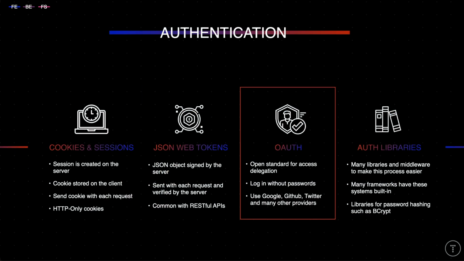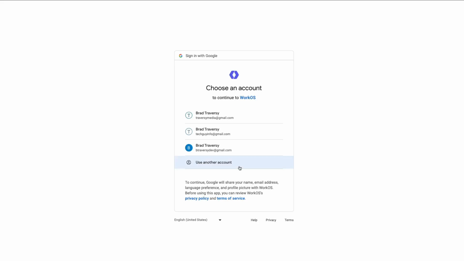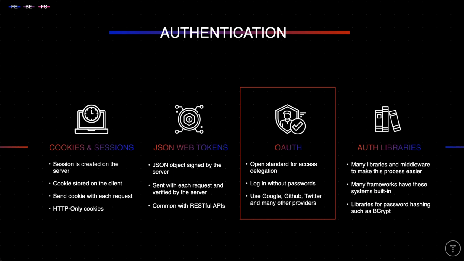Then we have OAuth, which is an open standard for access delegation, and it's commonly used as a way for users to grant websites or applications access to their information on other websites, but without giving them passwords. So for example, when you see log in with your Google account or log in with your Facebook account, that's usually OAuth. So that's another way that you can have users authenticate. And you might have a mix of OAuth and cookies and sessions or something like that.